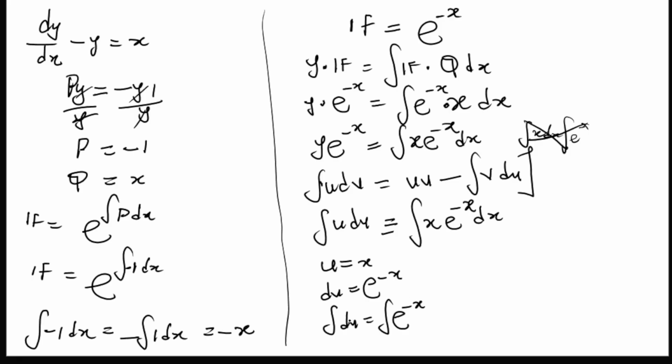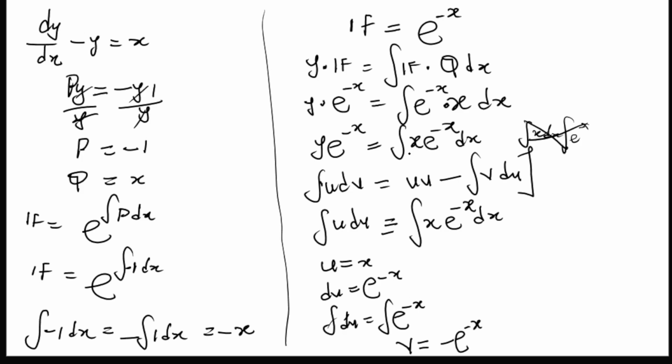If you do that, you will simply have your d here cancelling your integral sign and you are left with what? v. And your v will now be equal to what? If you integrate exponential minus x, you simply have minus exponential minus x. Are we together?